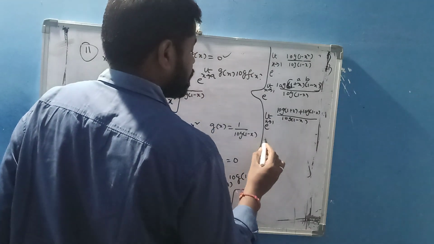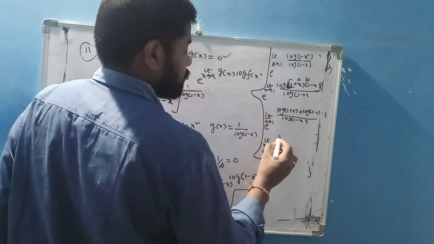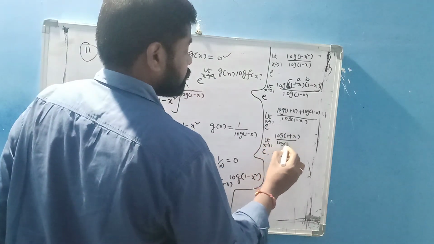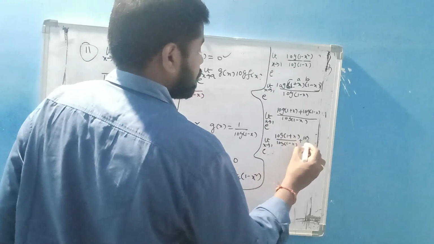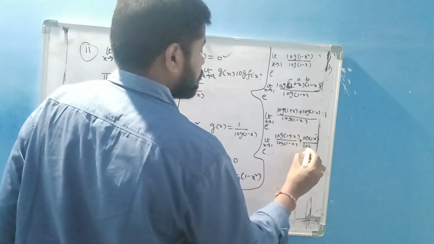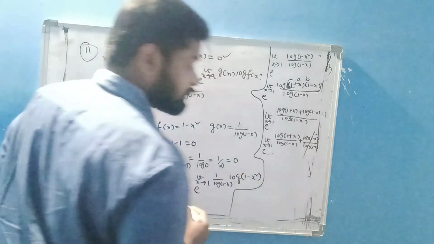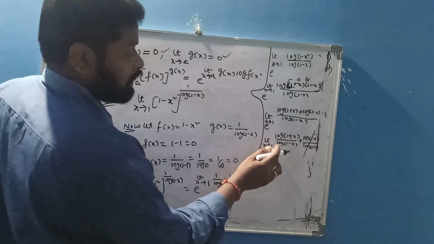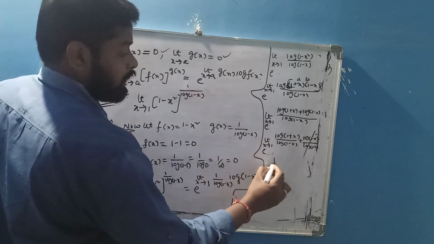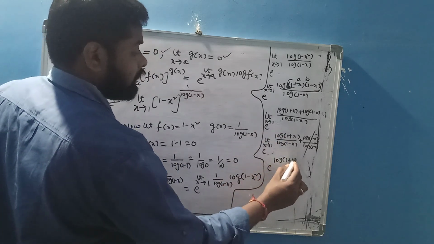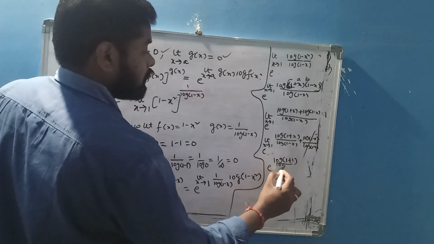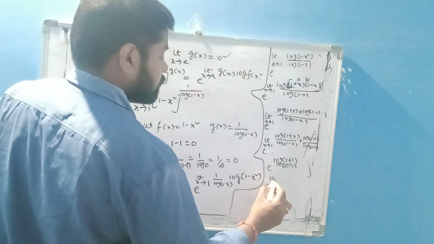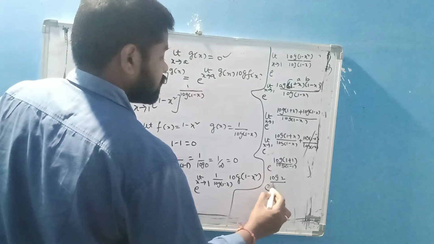Now separate, e power limit x tends to 1. Separate log(1 plus x) by log(1 minus x) plus log(1 minus x) by log(1 minus x). Log(1 minus x) cancels. Replace x with 1 here in the power. Log e power log(1 plus 1) by log(1 minus 1). Log 1 power 1, e power log(1 plus 1) means log 2 by log 0.